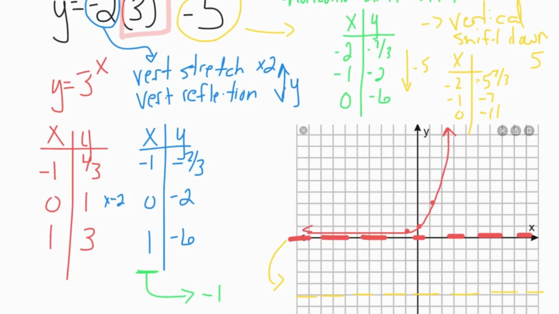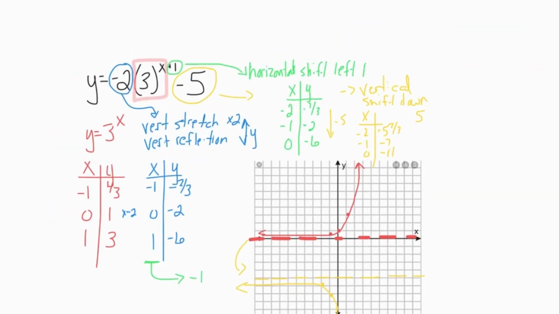Negative 2, negative 5 and 2/3. Okay. Negative 2, negative 5 and 2/3 is somewhere about right there. Negative 1, negative 7. And then 0, negative 11 is about right down there. And so, I kind of made it not all the way on the graph, but it would continue to go off down that way.